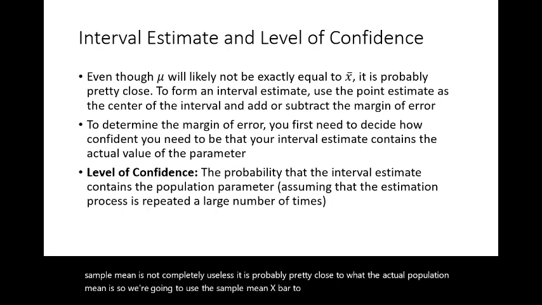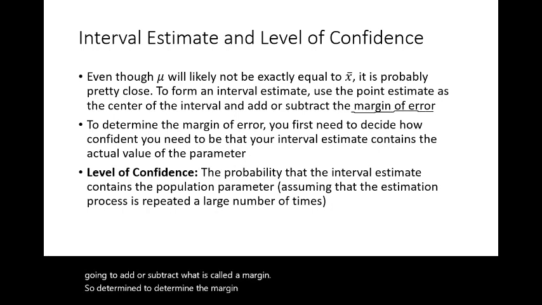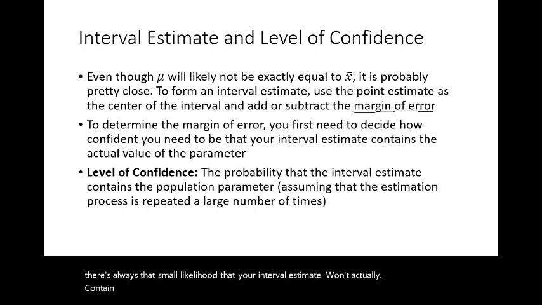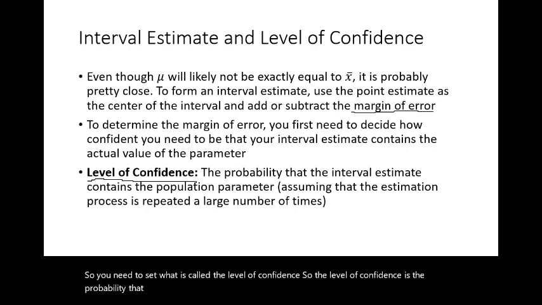To form the interval estimate, we're going to use that point estimate as the center of our interval, and we are going to add or subtract what is called a margin of error. To determine the margin of error, you first need to figure out how confident you need to be that your interval estimate actually contains the value of the parameter, because there's always that small likelihood that your interval estimate won't actually contain the real population mean. So you need to set what is called the level of confidence. The level of confidence is the probability that the interval estimate will actually contain the population parameter, assuming that this estimation process is repeated a large number of times.